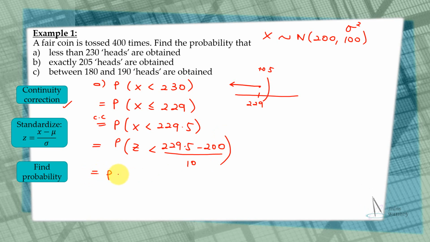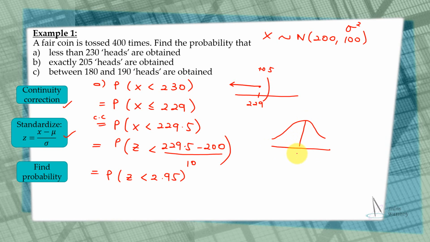So this is simply the probability for z less than 2.95. Okay, so we have standardized. So now we have to calculate the probability, z less than 2.95.